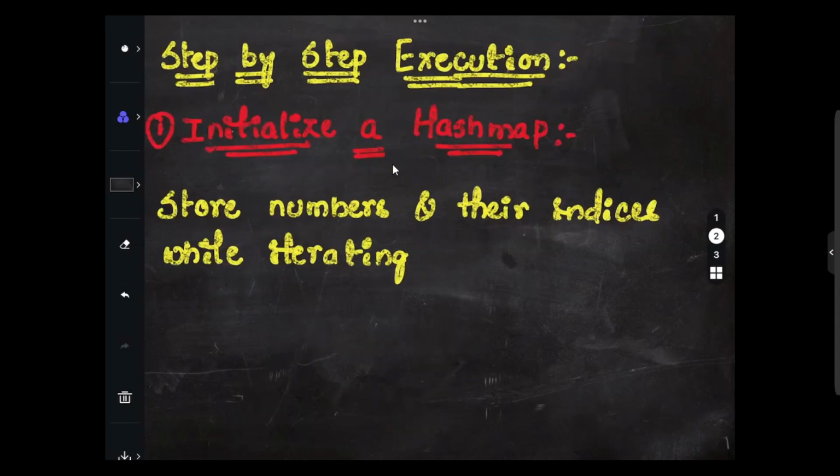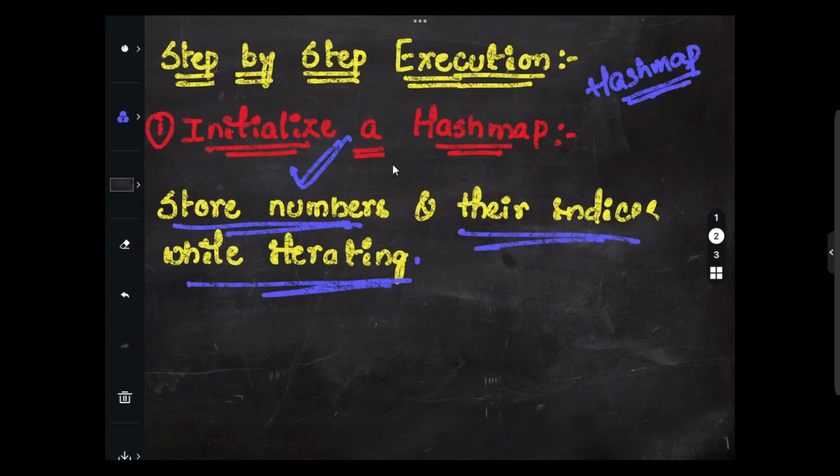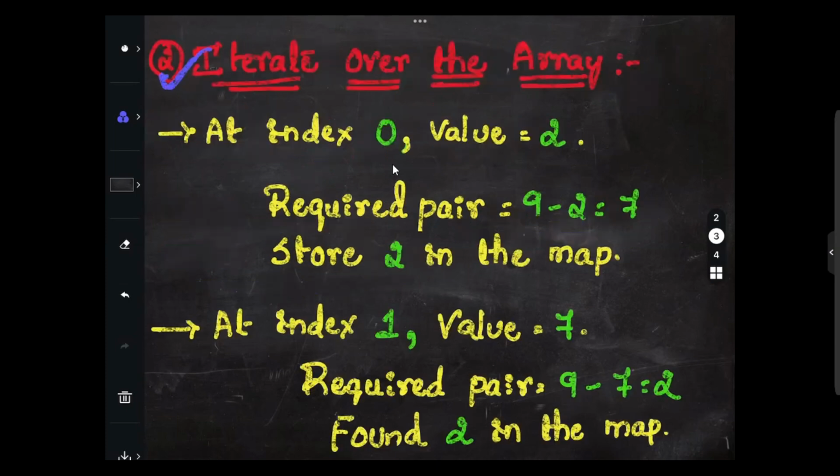Let's discuss this step by step. First step, we will store the numbers and their indices while iterating. We are discussing the initialization part, right? So we will initialize a hash map. As we have already discussed, we are going with a hash map approach. We will store the numbers and their indices while iterating. This is important. Let's move on with the second step here.